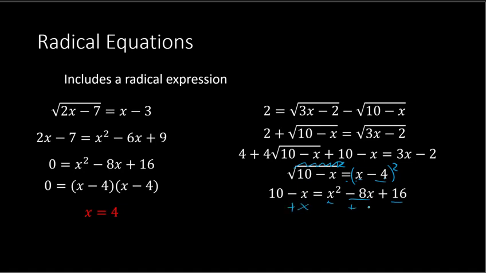So we can add x to both sides. That'll cancel on the left. Subtract 10 on both sides. We are left with 0 on the left, x squared, and then negative 8x plus x gives you negative 7x. 16 minus 10, that gives you a positive 6.